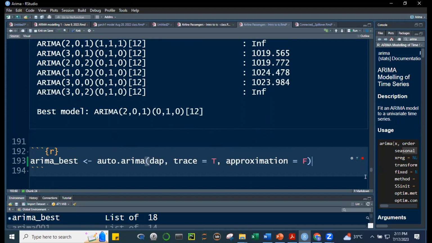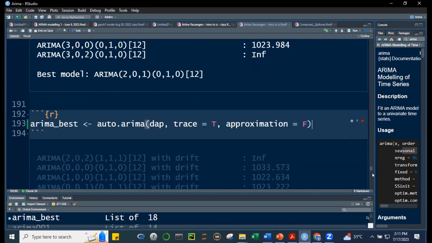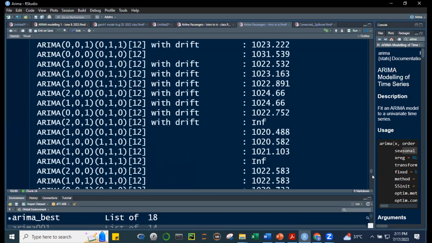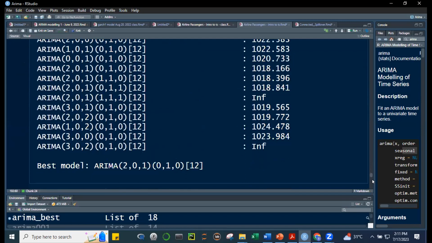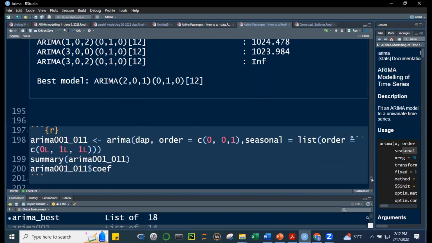Okay, iti-trace pa rin niya. Pero this time, it will take a bit, konti lang naman longer, no? And then hindi naman nagbago. Yung pa rin. So the best model is still ARIMA 201, 010, and then 12. Okay. So let's do that.